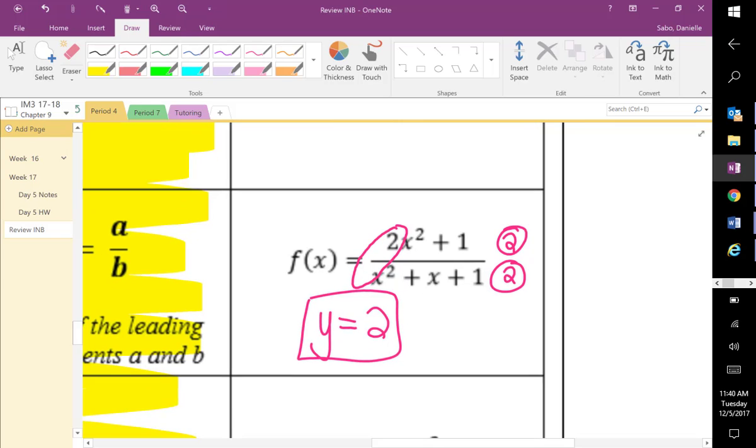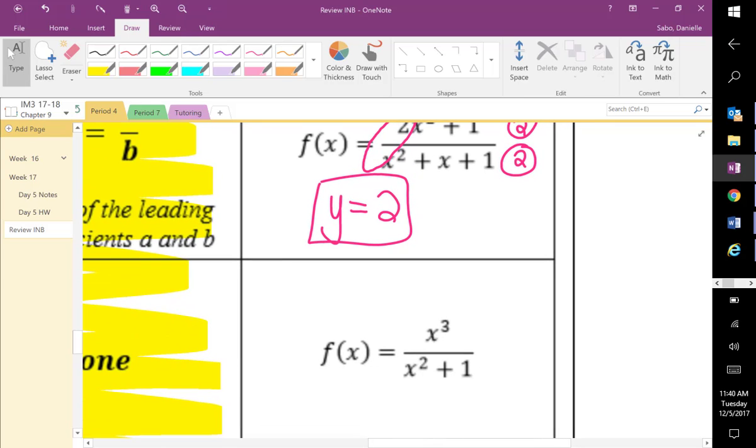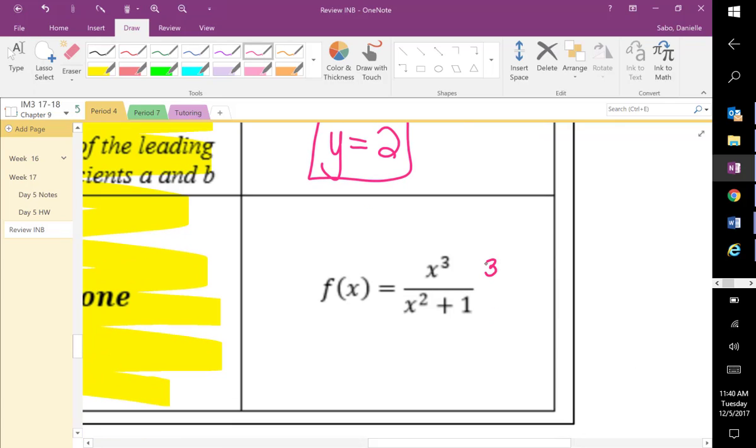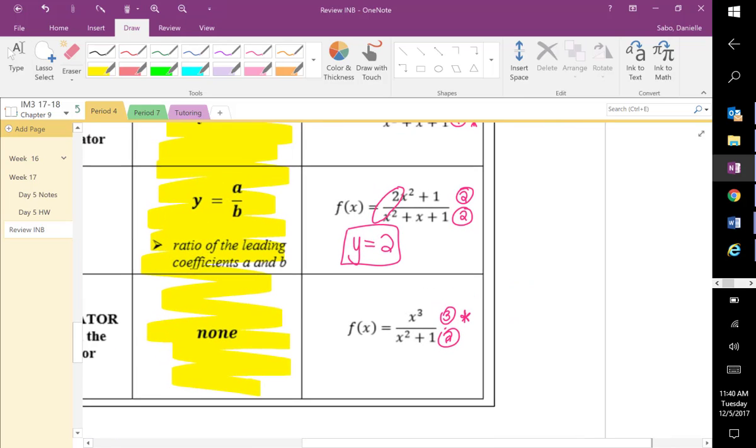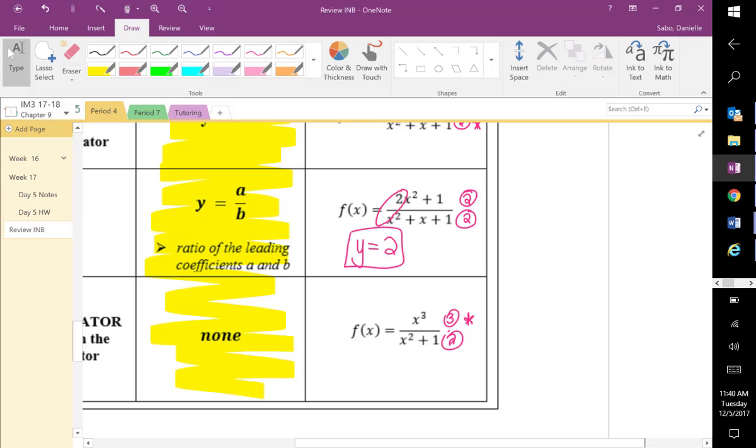The next one, here we go. What's the degree of the numerator? 3. What's the degree of the denominator? Which one's higher? 3. So because the numerator is higher, I have no horizontal asymptote. So remember, when I ask you, what is the horizontal asymptote? Your eyes should be going to here. That should be what your answer looks like. But you're looking at the degrees.